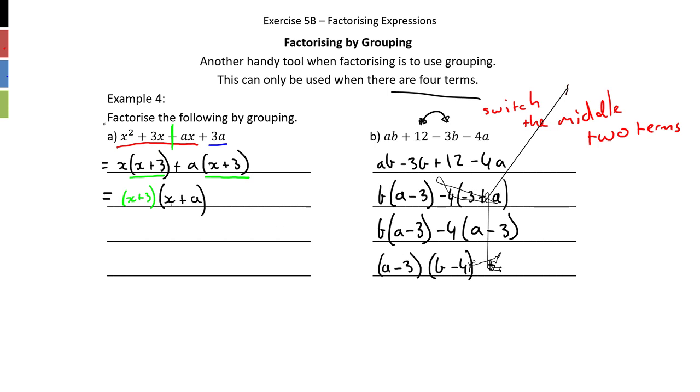So to go over, if we have four terms and there's not a common factor across all four terms, look to split it into two terms and two terms. If you can't do that, switch the middle two and try again.